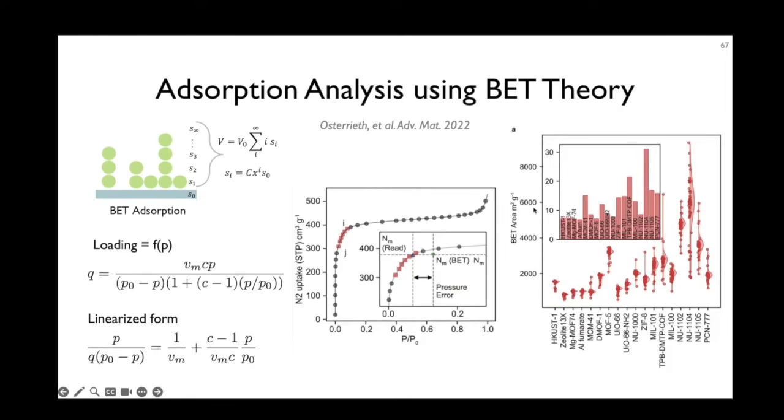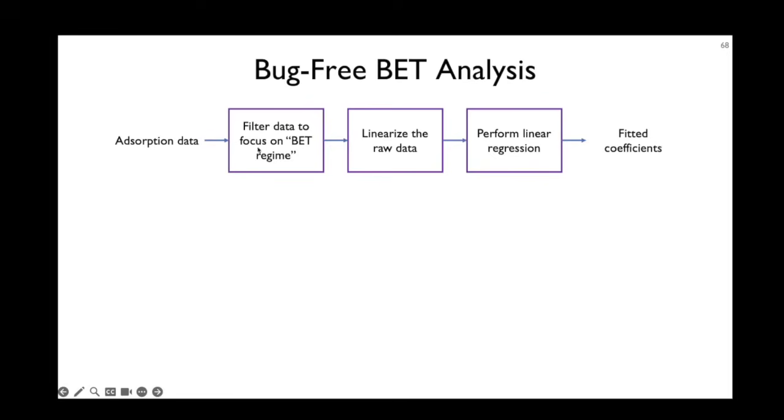And sometimes the area measurement is off by four factors. It's wild. And so where does this come from? Well, the high-level steps of BET analysis is you filter the data to focus on the BET regime. And this is where the biggest part of the error comes in, because some people were filtering in different ways. After you do this, you linearize the data, you perform linear regression, you get your fitted coefficients. Some of them don't linearize it, they perform nonlinear regression. So that's another way of getting slightly different answers to this.